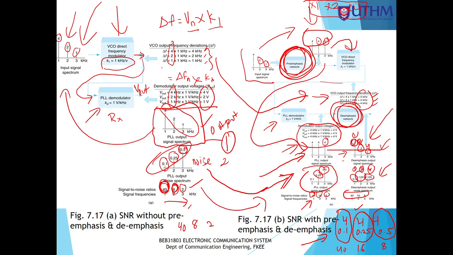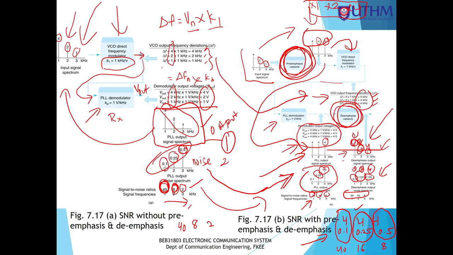Then the second frequency at 2 kilohertz, 2 volt divided by 0.125, you're going to produce an SNR equal to 16 at 2 kilohertz. And then at 3 kilohertz, you see that the SNR is equal to 1 divided by 0.125. 1 dibahagikan dengan 0.125 pada 3 kilohertz. So you're going to produce an SNR equal to 8 at 3 kilohertz.